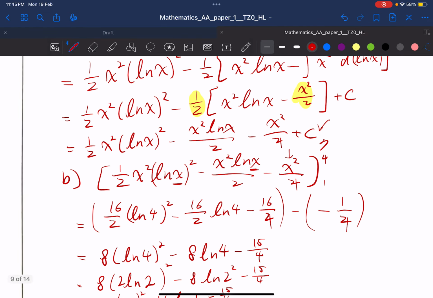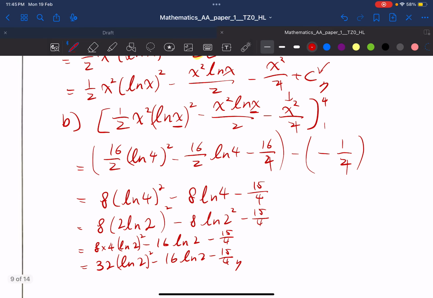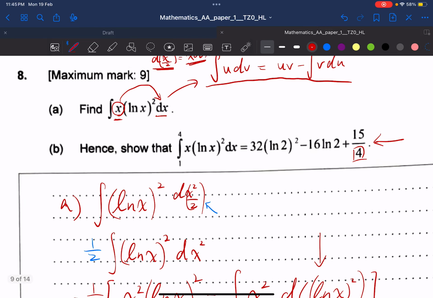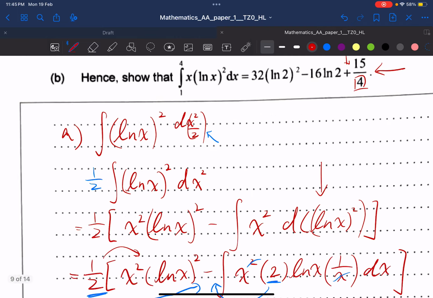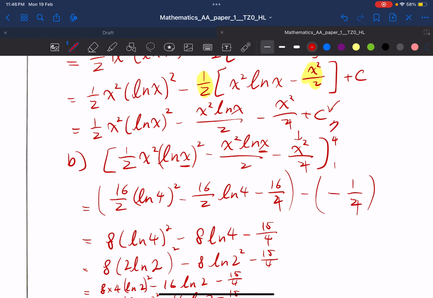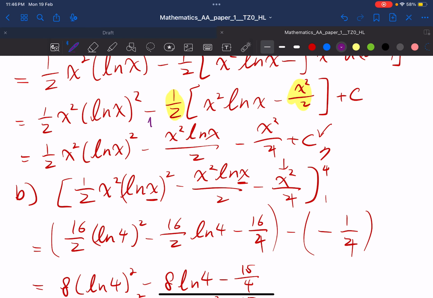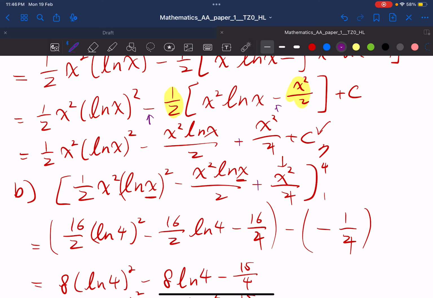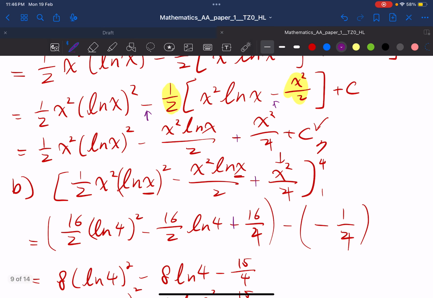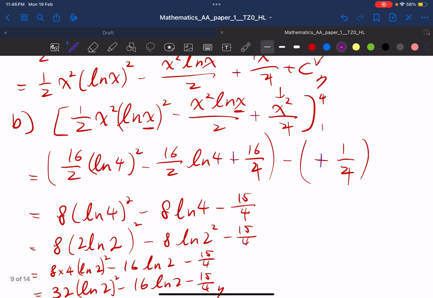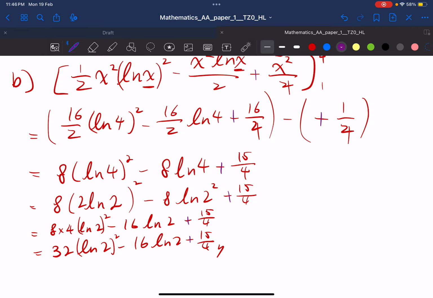I'm just making sure I did not do anything wrong. Wait, let me see. Wait, this is a plus. Let me see any mistakes here. Again, some silly mistakes. Minus, somehow I get a plus. Minus, so therefore this should be plus. So therefore this should be plus. So 16, so 16 over 4, minus 1/4. So therefore, they have an answer to let you check.